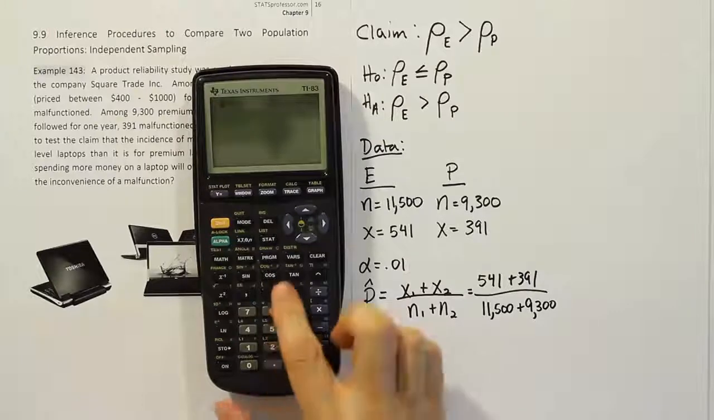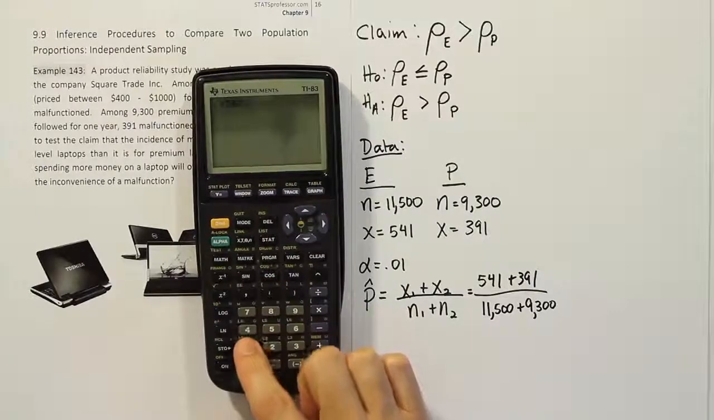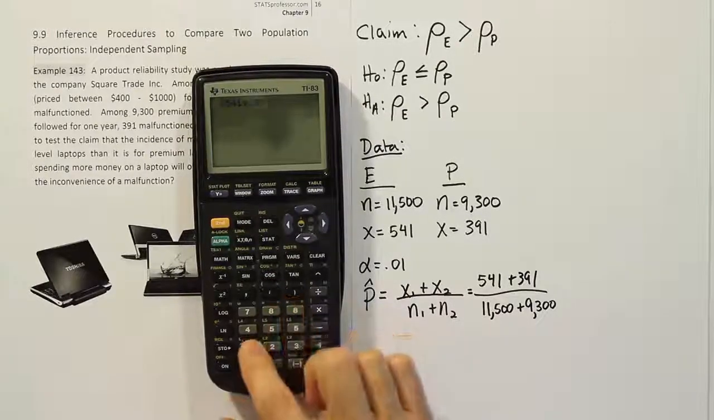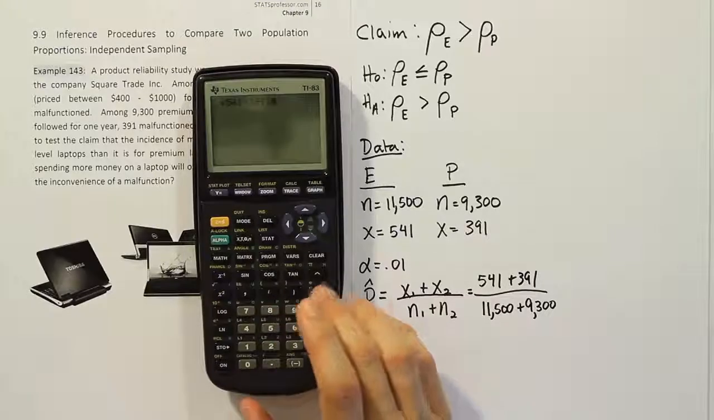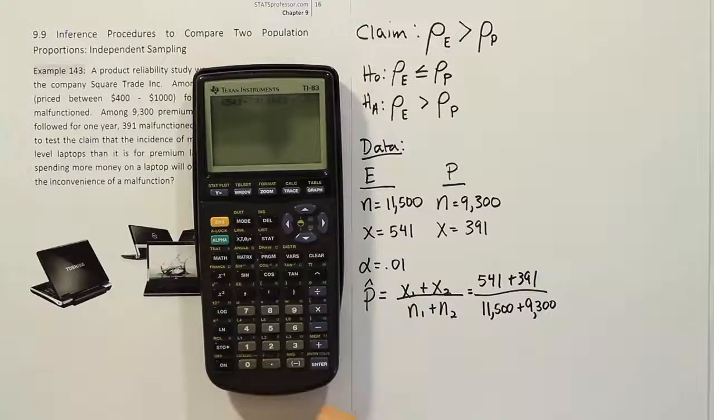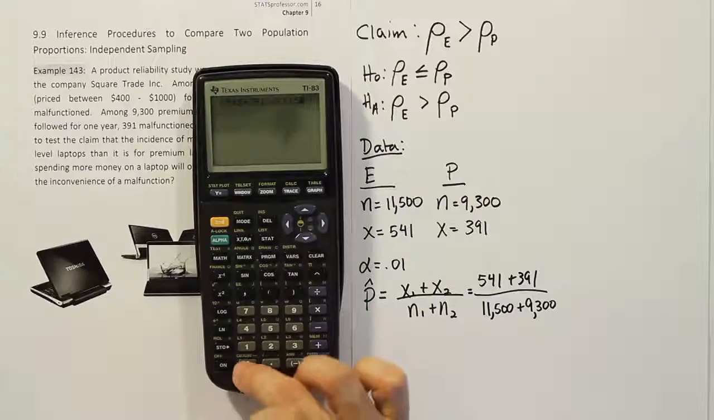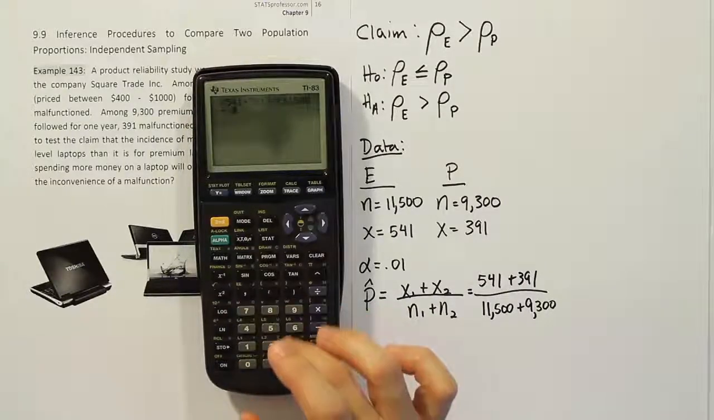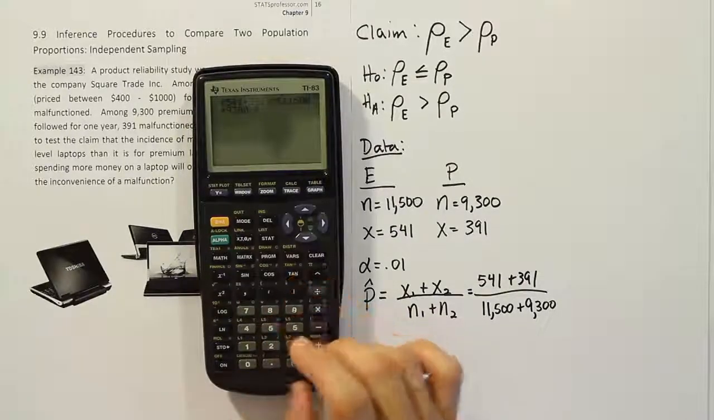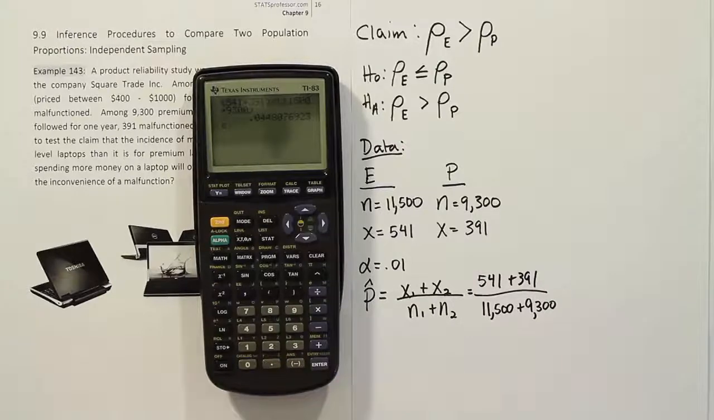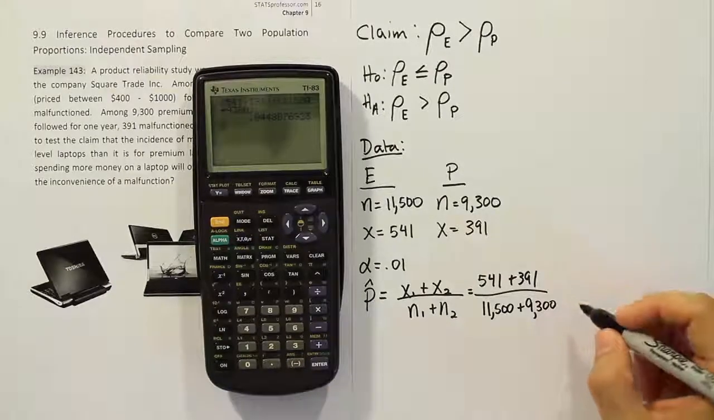So when I plug it in, it'll be on the top. I'll use parentheses, 541 plus 391, close that up. And then afterwards I'll divide by, again, parentheses, 11,500 plus 9,300. Close it up, hit enter. And it gives me a value that's approximately 4%, right?